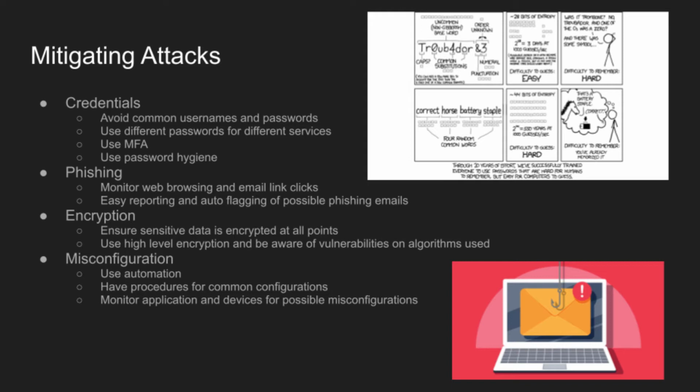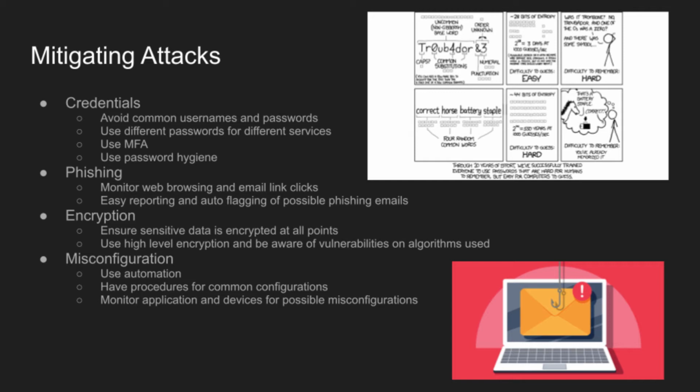For phishing, you want to be monitoring web browsing and email link clicks in an enterprise network. If a user were to accidentally click one of these links and maybe expose themselves, we want to be proactively aware and be able to reach out to the user before something bad were to happen. Some of the ways that you can be proactive is allowing an easy reporting button, so that way if a user were to receive one and be aware that this is a phishing scam, you can alert the security team. And then auto-flagging common things that would be for phishing emails rather than legitimate emails.